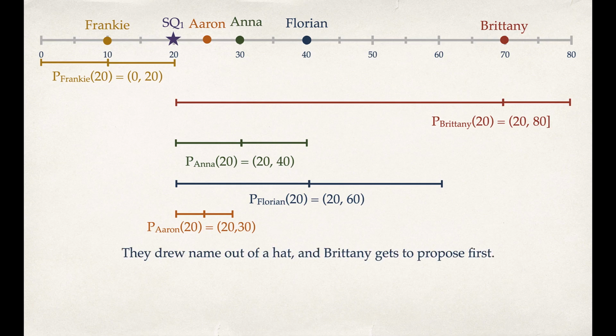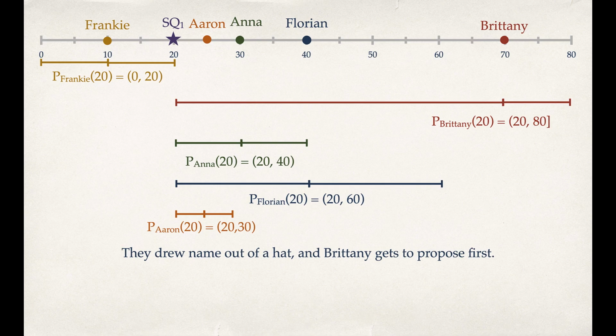So they draw a name out of a hat, and Brittany gets to propose something first. What should Brittany propose? Well, Brittany's ideal point is 70. So should Brittany propose 70? Oh, by the way, I forgot to mention they are using pairwise majority rule. They're going to propose something to face the status quo. They're going to vote. The thing that gets a majority wins.